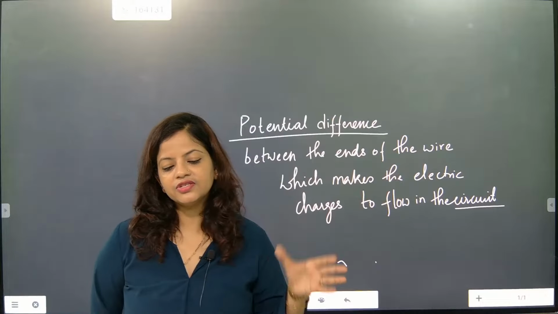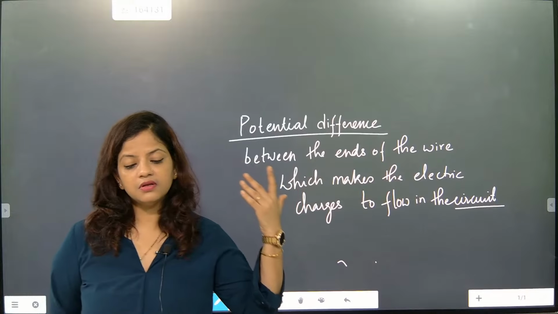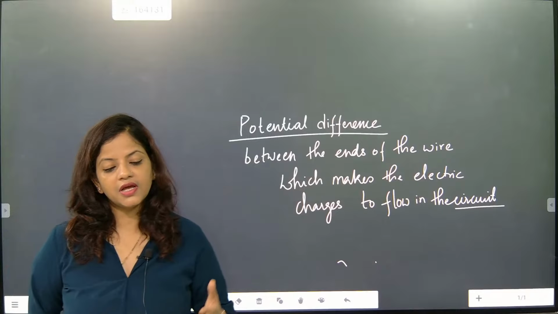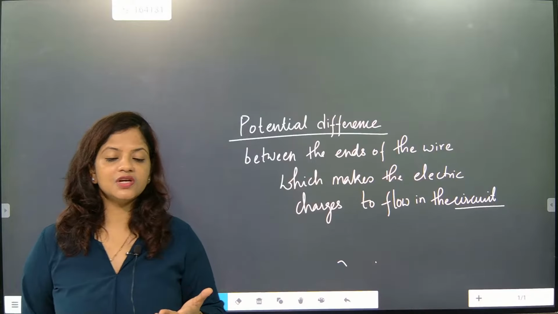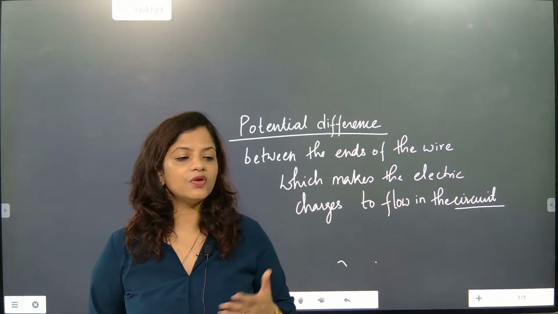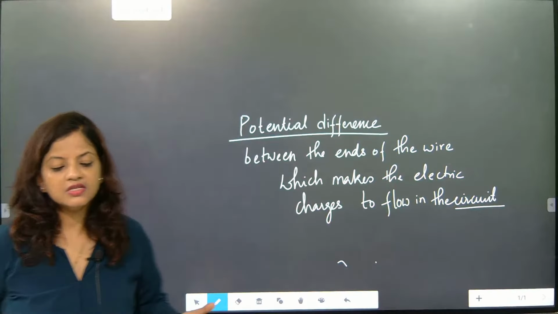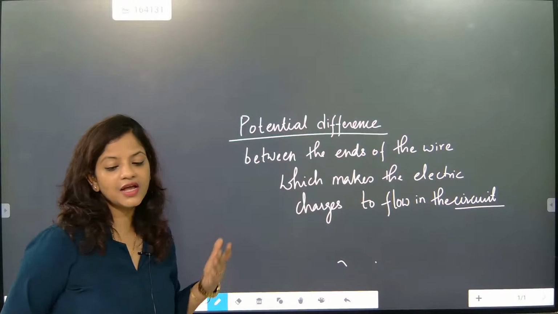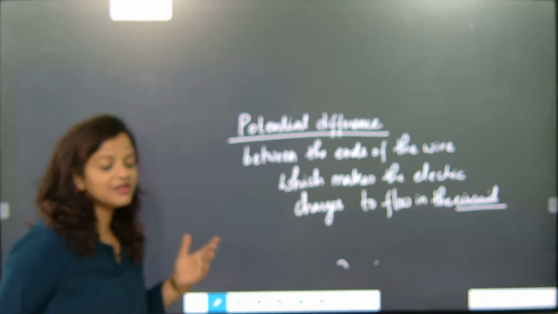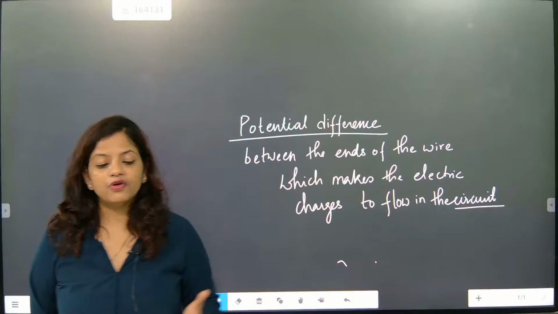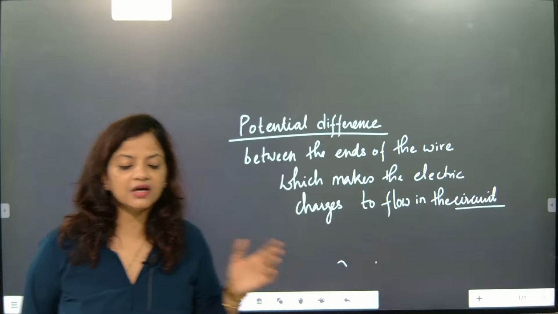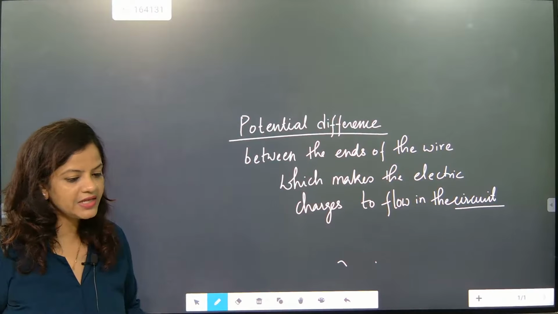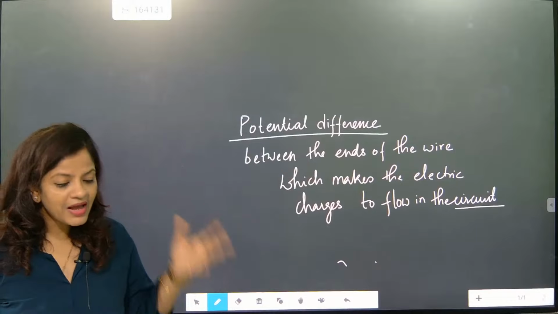The conventional direction exists because we had not yet discovered electrons at that time. We only knew about positive and negative charges, so we assumed that positive and negative charges are responsible for the conduction of current, and that current moves from the positive terminal towards the negative terminal. That was the conventional direction. Conventional means by convention we have done.